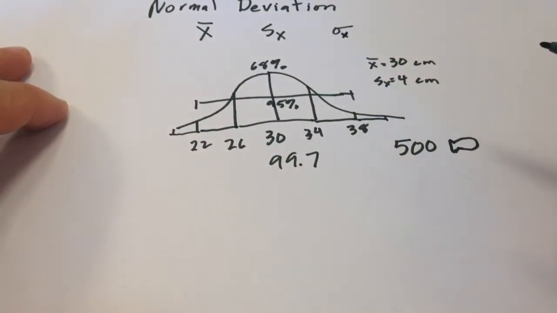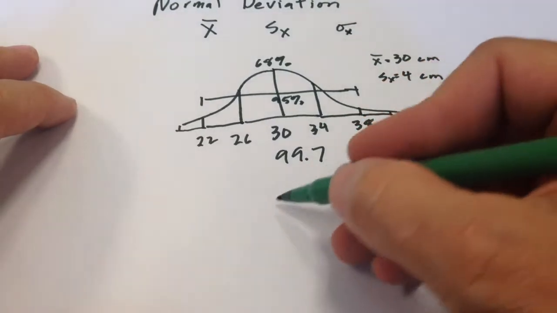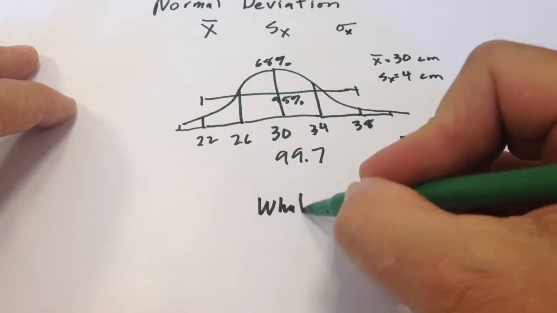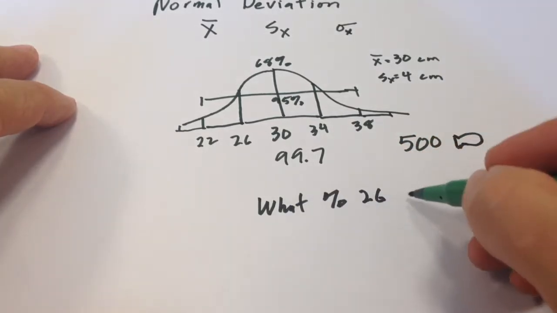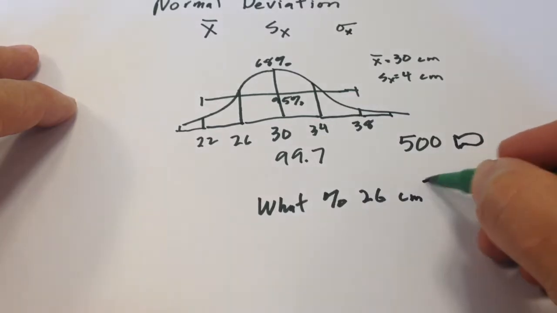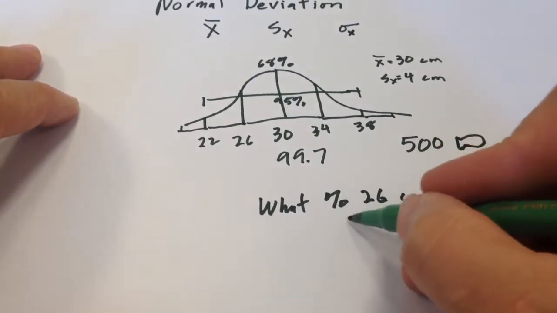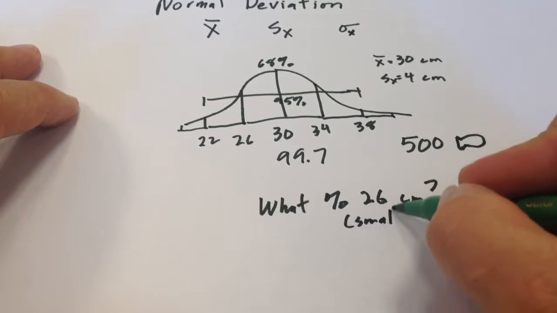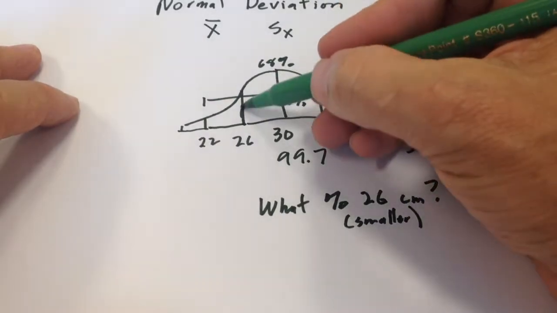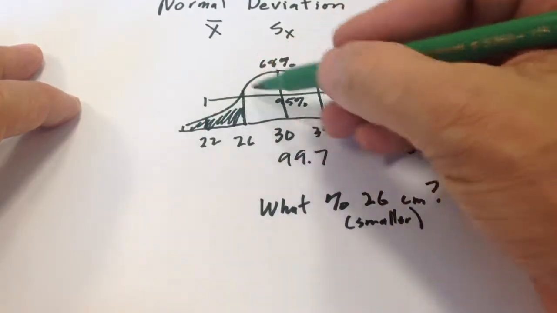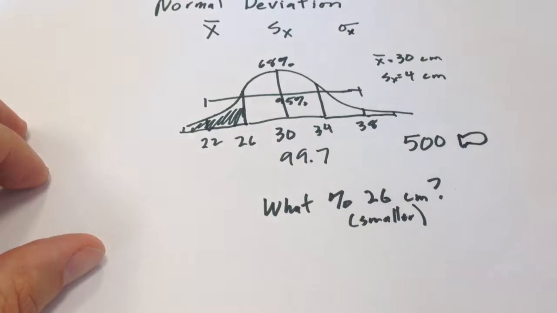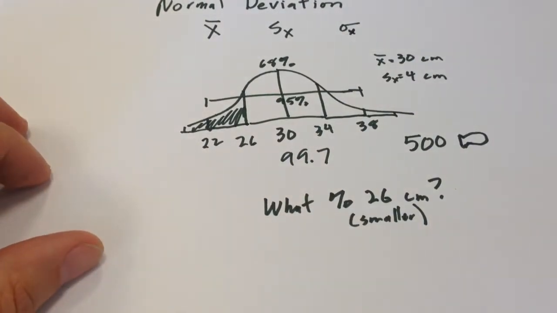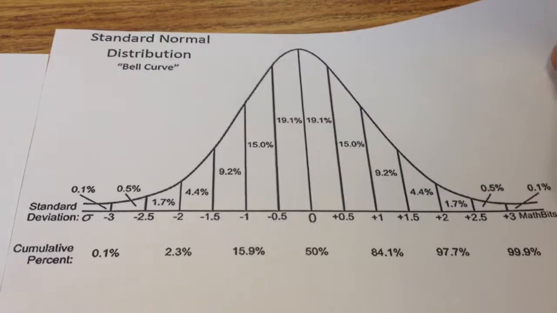So the first question I could ask is, what percent is smaller than 26 centimeters? Actually, I'm looking for smaller. And just from looking up here, I was like, well, that's all this down here. So if I knew what this was, I could be reasonably sure. I could kind of figure this out from here, but I've got a better graph that'll show that, which is this one right here.